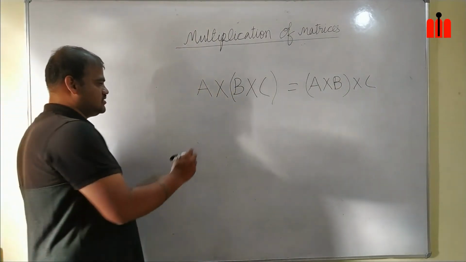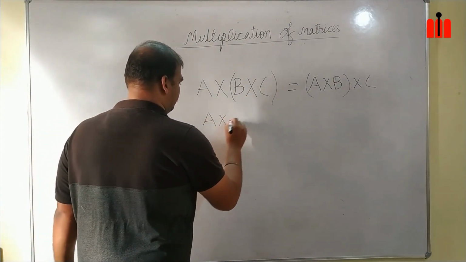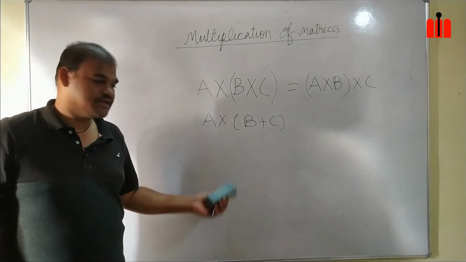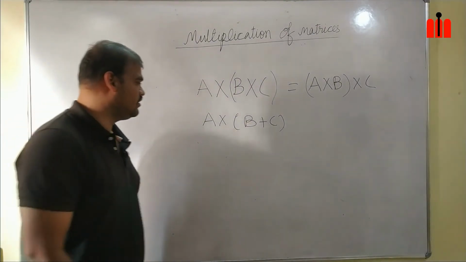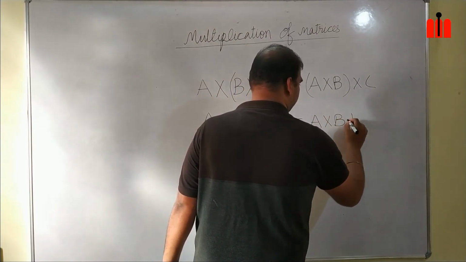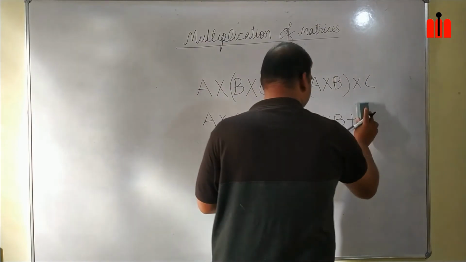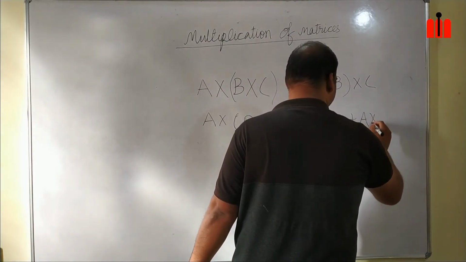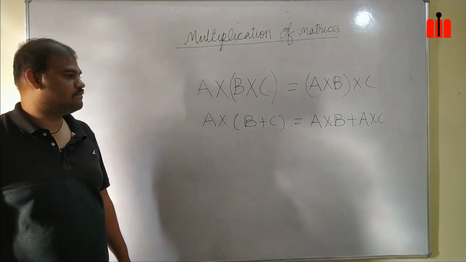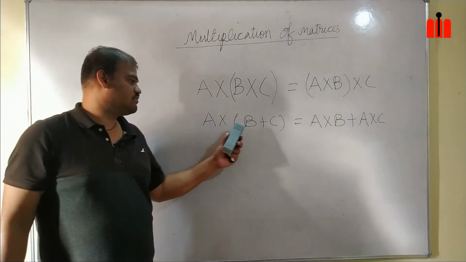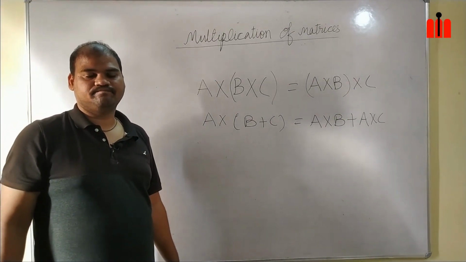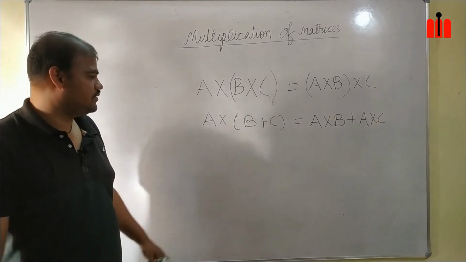Okay, next, A multiplied with B plus C: you will get A into B plus A into C. Is it okay? It's A into B plus A into C. So A is multiplied with B and A is multiplied with C. Okay? So this is another property.